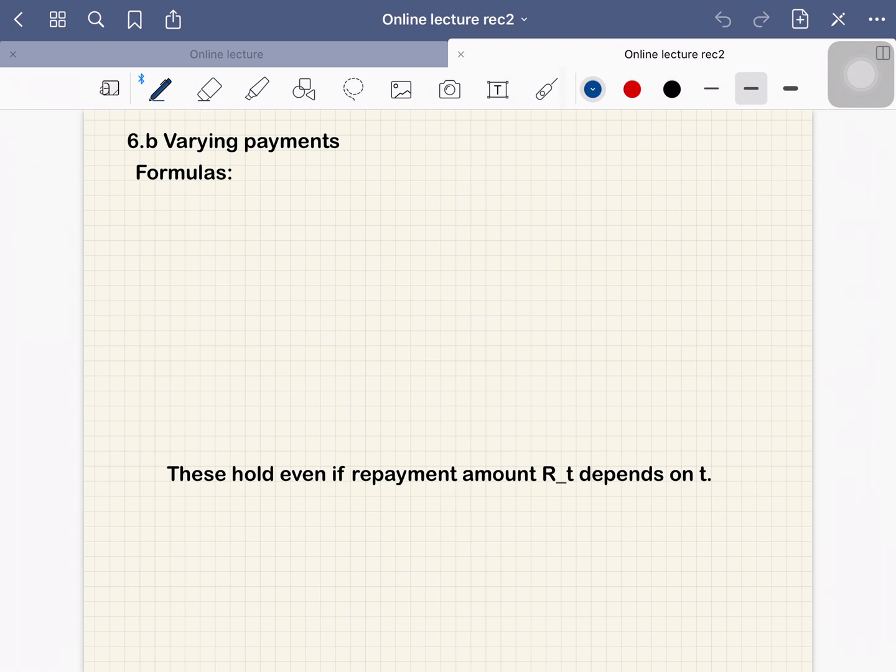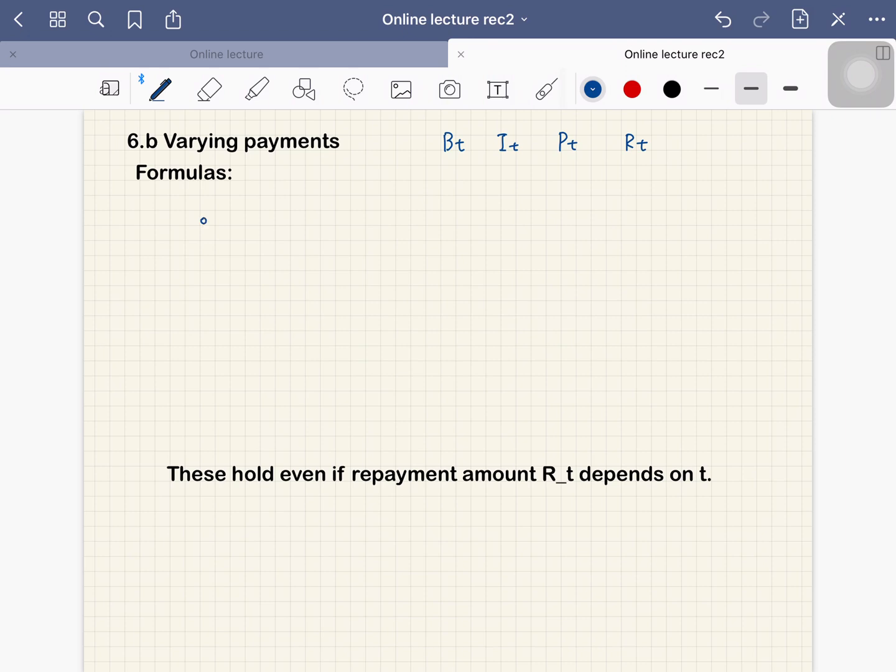Okay, so remember that we have several formulas for the amortization schedule. B_t represents the balance at time t after all payments. I_t is the interest paid at time t, P_t is the principal repaid at time t, and R_t is the total repayment at time t. Then we have several important formulas.